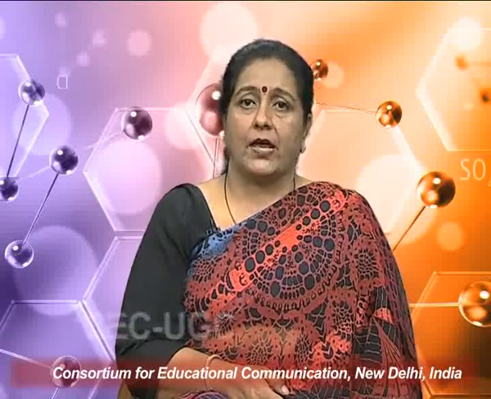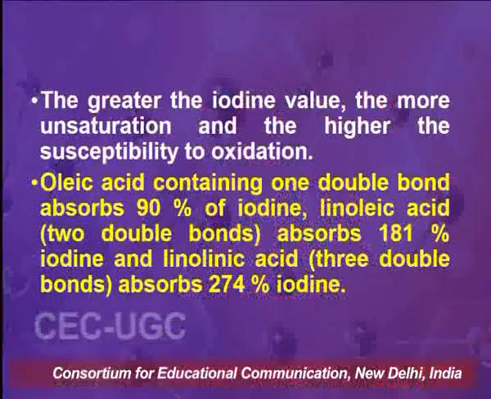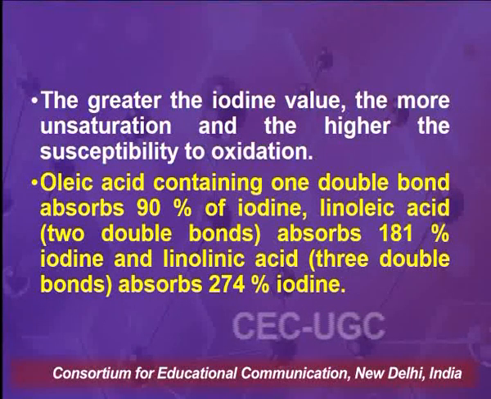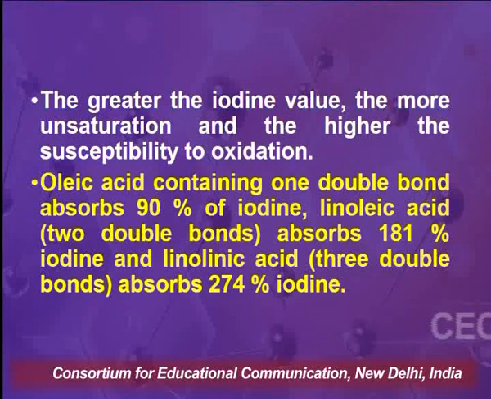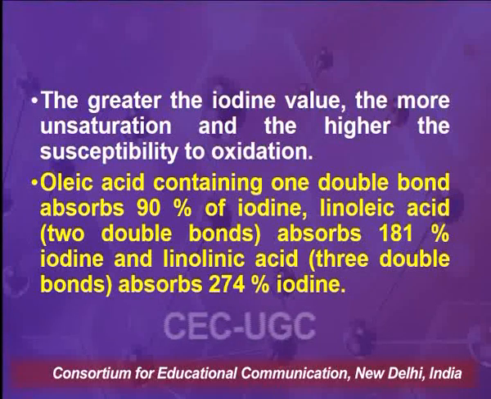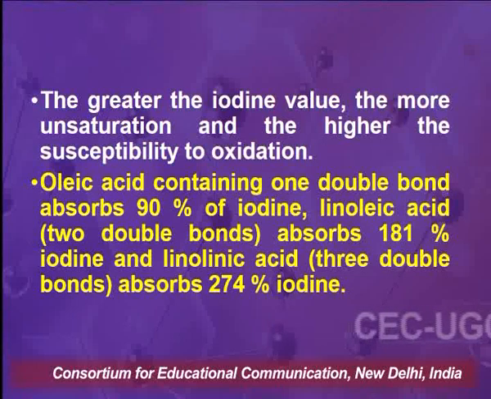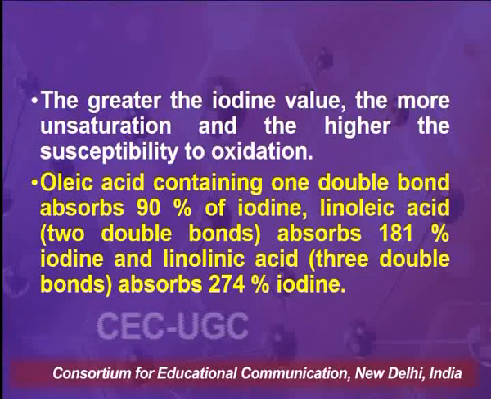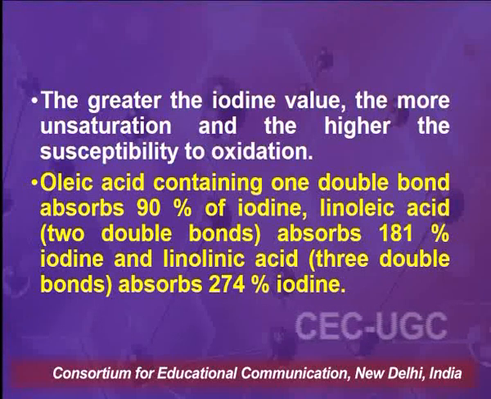No oil has zero iodine value, and oils are classified as drying, semi-drying and non-drying on the basis of their iodine value, which we discussed in our first lecture. The greater the iodine value, the more unsaturation and the higher the susceptibility to oxidation. Oleic acid containing one double bond absorbs 90% iodine. Linoleic acid, two double bonds, absorbs 181% iodine, and linolenic acid, which contains three double bonds, absorbs 274% iodine.